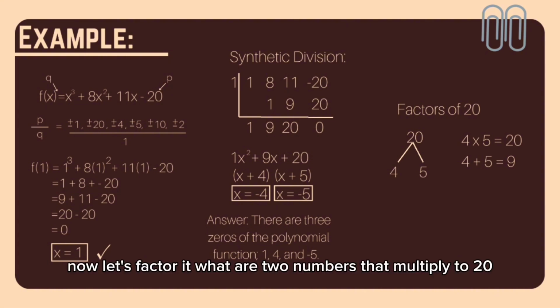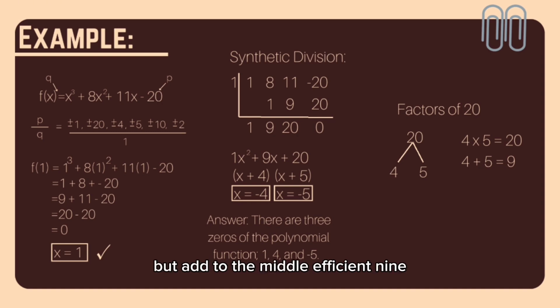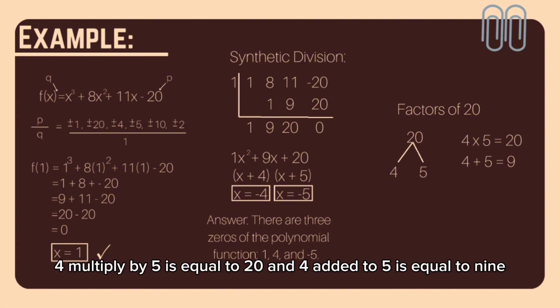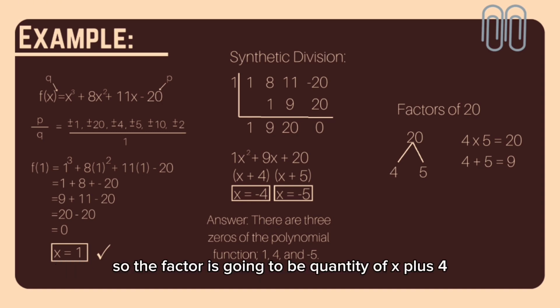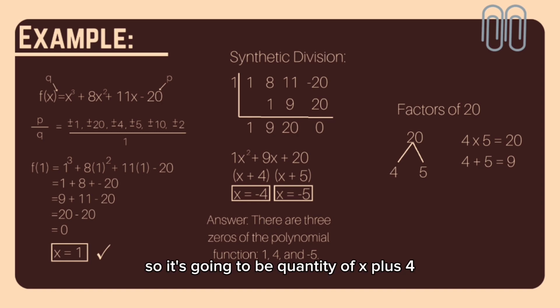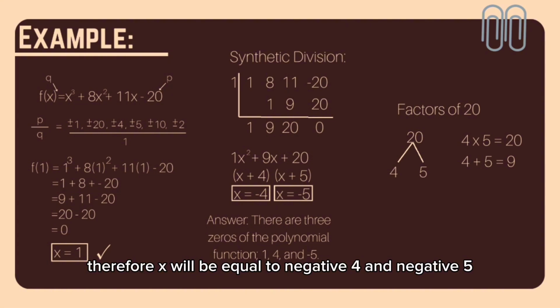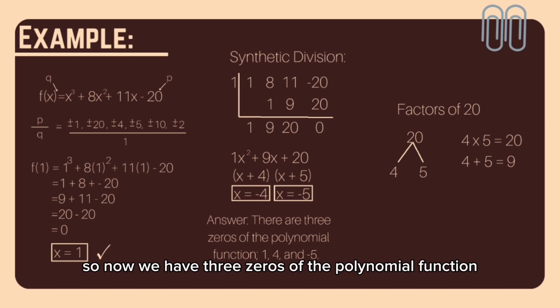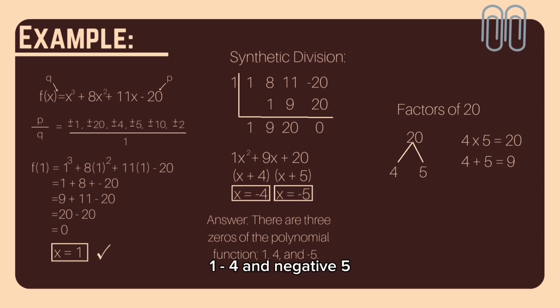Now, let's factor it. What are two numbers that multiply to 20 but add to the middle coefficient 9? So this is going to be 4 and 5. 4 multiplied by 5 is equal to 20, and 4 added to 5 is equal to 9. So to factor, it's going to be quantity of x plus 4 and quantity of x plus 5. And let's set that equal to 0. So it's going to be quantity of x plus 4 times quantity of x plus 5 is equal to 0. Therefore, x will be equal to negative 4 and negative 5. So now, we have three zeros of the polynomial function: 1, negative 4, and negative 5.